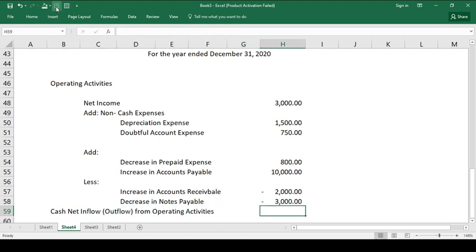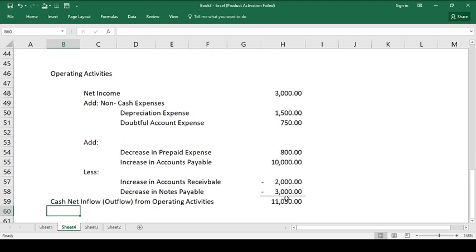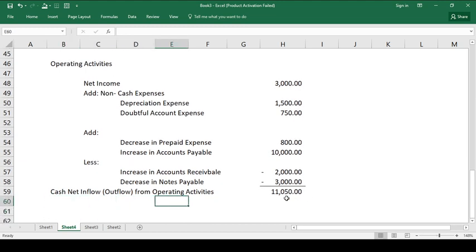Which is, isum ko lang, no? I-add ko lang itong lahat, from the net income down to the decrease on notes payable. So the net cash inflow from operating activities is 11,050.